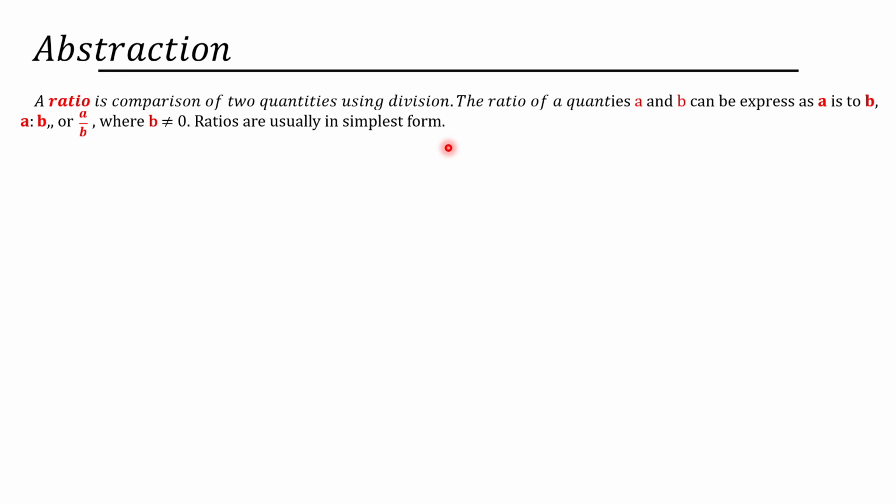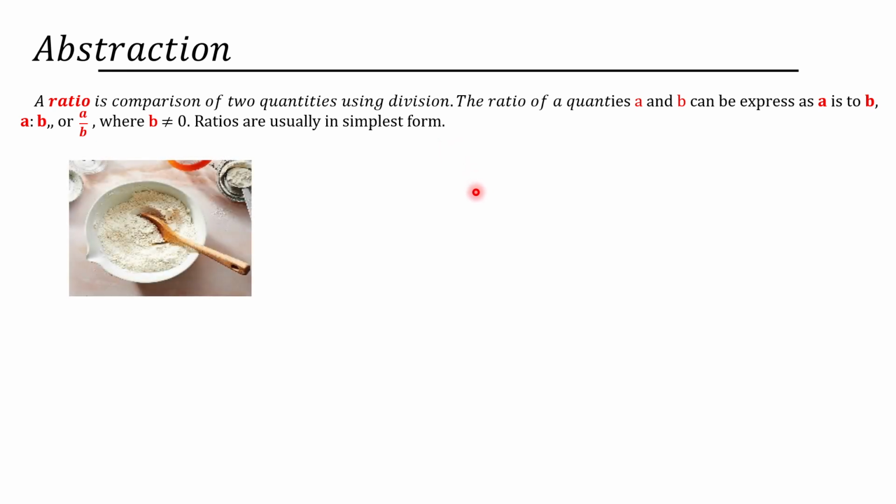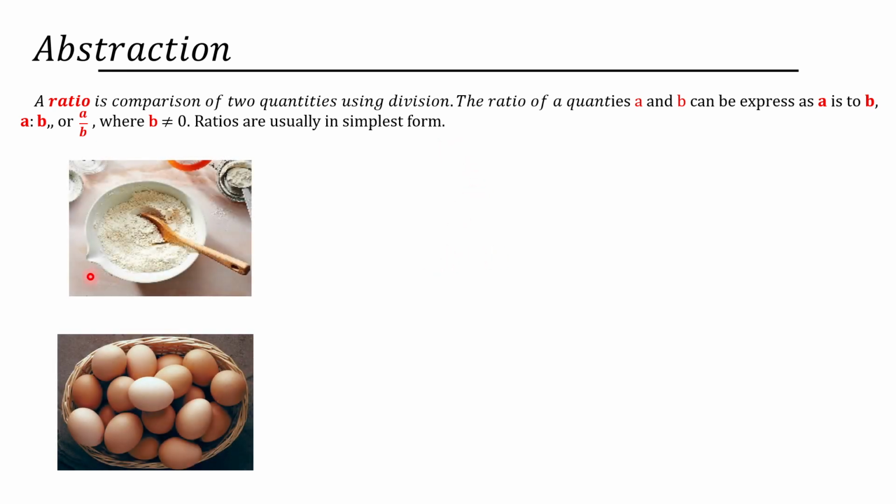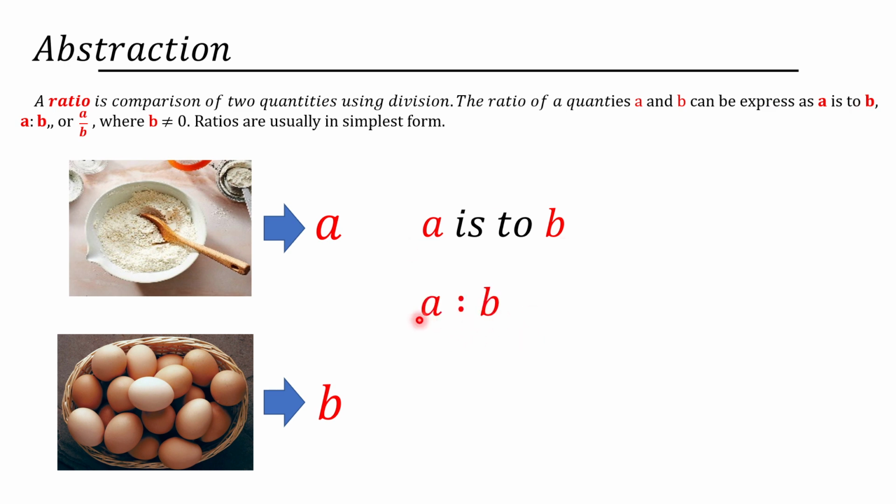So, this time, alam na natin paano mag-simplify. Halimbawa, balik tayo sa example natin. Let's say for example, this flour, gawin natin ito yung quantity A, yung egg natin yung quantity B. So, pwedeng A is to B, pwedeng A colon B, or A over B. Meaning, our A is flour, our B is egg, so, pwedeng flour is to egg. Right? So, comparison of two quantities, that is ratio.